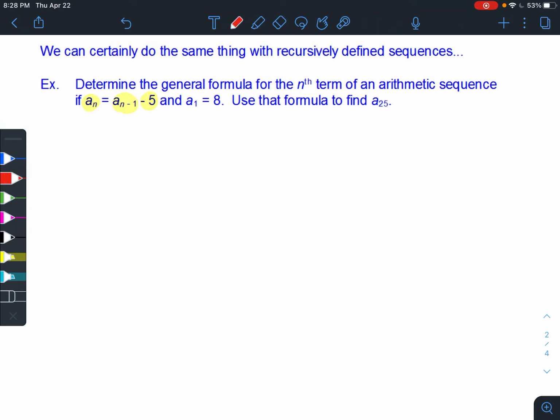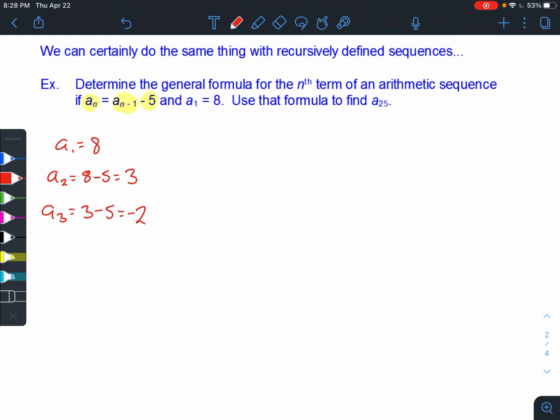So here we go. Just writing out a few terms, I got a sub 1 equals 8. All right, and then again, I've got a sub 2 equals the previous term, which is 8, and then it's going to be minus 5, which gets me to 3. So then the third term is going to be that previous term, 3. We're going to subtract 5 from that, and we're going to get negative 2 from there.